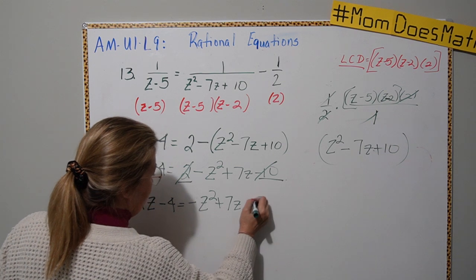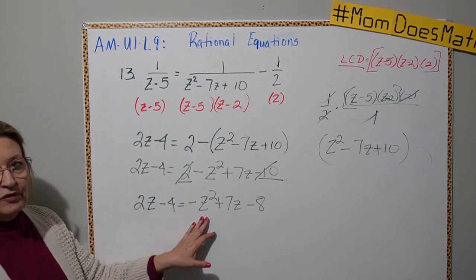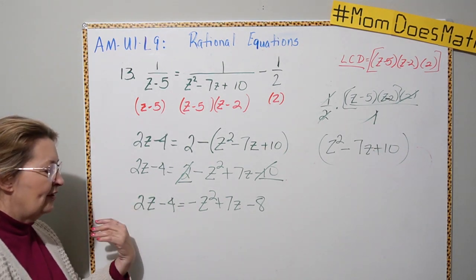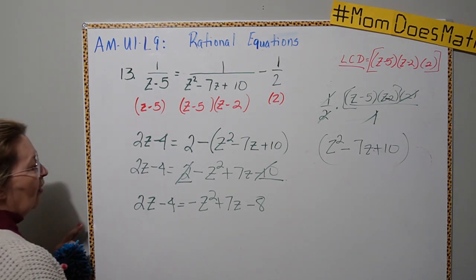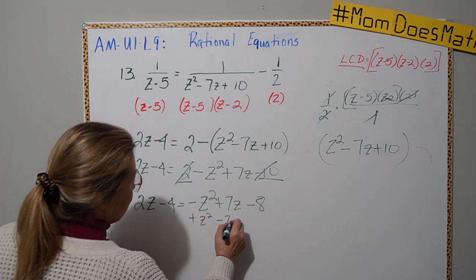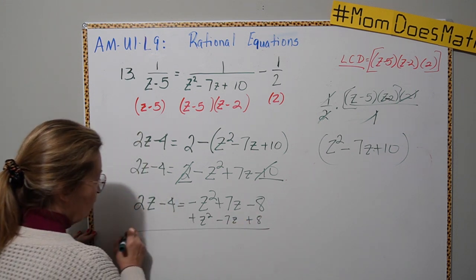Okay. Where we are now is we see a quadratic term, so we know that we need a 0 over here and everything else, and then we can factor and use the zero product property. All right, I'm going to add z squared to each side. I'm going to subtract 7z from each side, and I'm going to add 8 to each side.